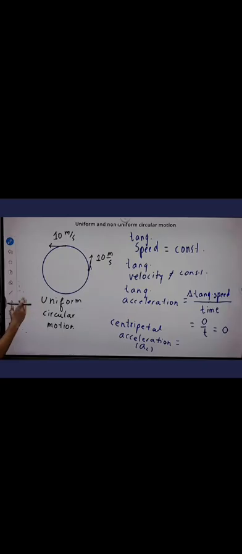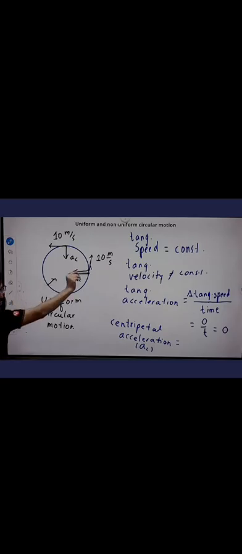We know centripetal acceleration always points towards the center of the circle, no? So at this instant, it's this way, right? At any other instant, it may be that way, okay? So it always points towards the center. So is the centripetal acceleration a constant or not? Yes or no? What do you think?